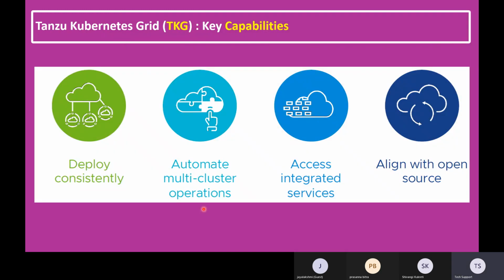Now, Tanzu Kubernetes Grid key capabilities. Our main key capabilities here are consistent deployment, and automated multi-cluster options. We can perform the automation within our TKG, and access integrated services aligned with open source. Even if you have any existing open source tool like HAProxy, or any of your existing tools, you can integrate with TKG.